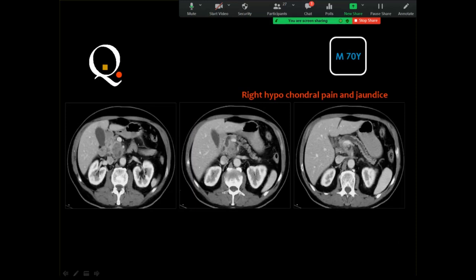This patient is 70 years old with hypochondrial pain and jaundice.